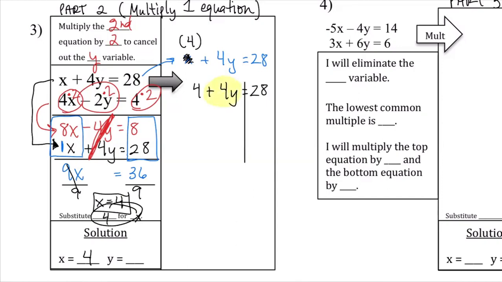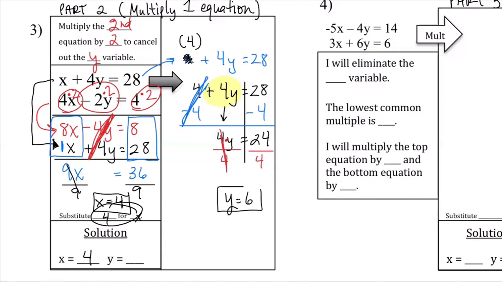I want to get the 4y by itself, so I need to get rid of the plus 4. I get rid of plus 4 by doing minus 4. What I do to one side, I have to do to the other side. These 4's cancel. So 4y equals 28 minus 4, which is 24. So this is 4 times y, so to solve it, I'm going to get rid of timesing by 4. The way I get rid of it is by doing the opposite, which is divide by 4. Those cancel. Y equals 24 divided by 4 is 6. Check your answers there. We got a 4 and we got a 6.